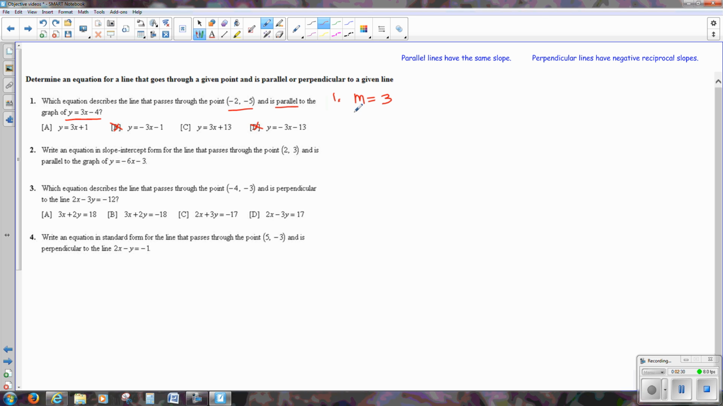I also know that it goes through this point, -2, -5. Hopefully you're thinking, I know a point, I know a slope, I can put this into point-slope form. So we're going to do y minus y1. Here's our y value, -5, equals m, which in this case is 3, times x minus the x value, which in this case is -2.